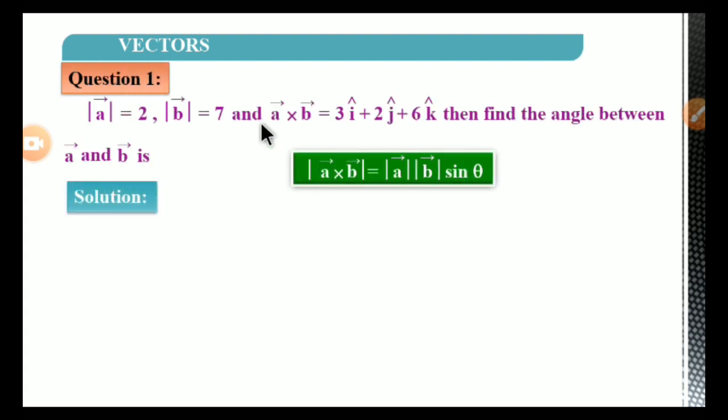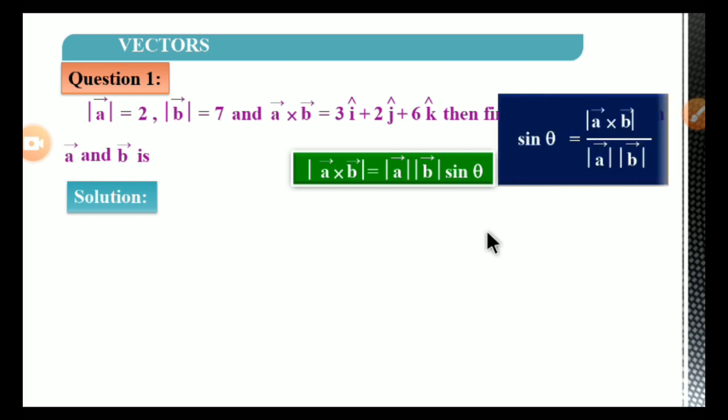Now the question number 1, magnitude of vector A is equal to 2, magnitude of vector B is equal to 7, and A cross B is equal to 3i plus 2j plus 6k. Then find the angle between the vectors A and B. Therefore, here we have to see the definition and also the magnitude of that A cross B. That magnitude of A cross B is equal to magnitude of A into magnitude of B into sine theta. So by using this remark, here we can find out the value of the angle between A and B. Now this is the formula we are using here.